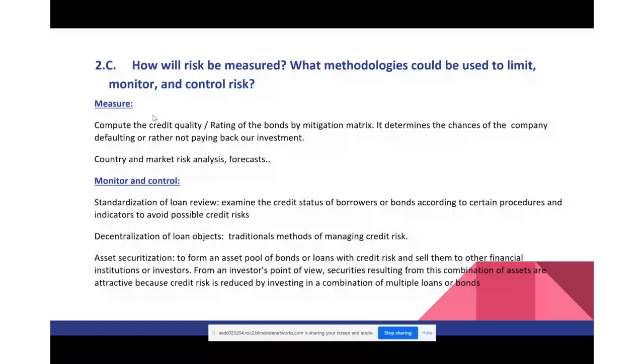And we can use asset securitization to form an asset pool of bonds or loans with credit risk and sell them to a financial institution or investor. From an investor's point of view, securities resulting from this combination of assets are attractive because credit risk is reduced by investing in a combination of multiple loans or bonds.